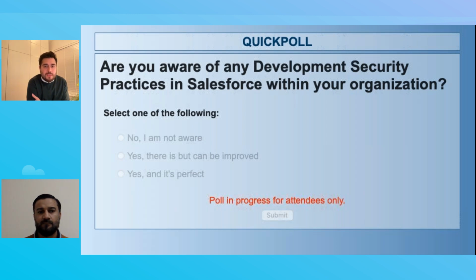Do you have visibility and control over all vulnerabilities in your custom code? And the answers are yes, we are fully aware, or no, we don't have any visibility or control.